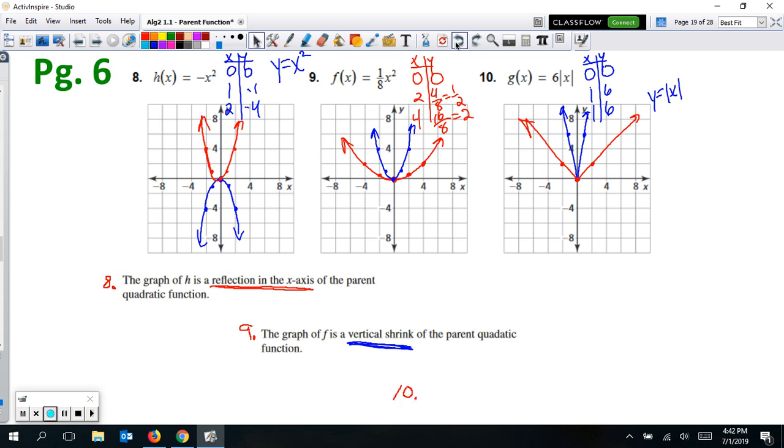So that's what we want to say down here. You want to notice it says vertical stretch. You want to say that for this one, and you could say by a factor of 6, because that's more than 1. It's going to stretch it.